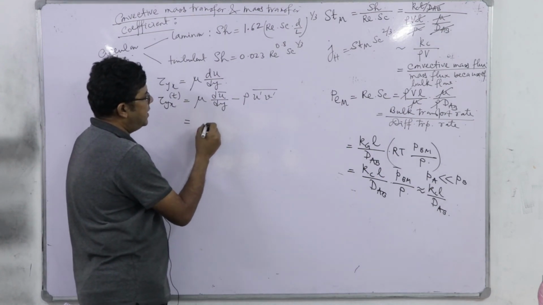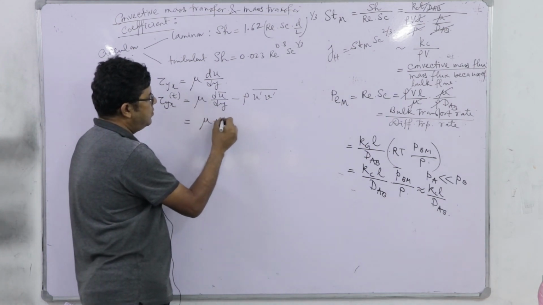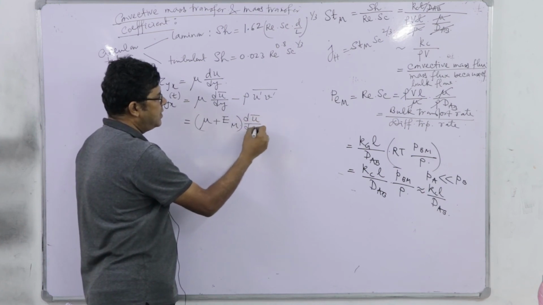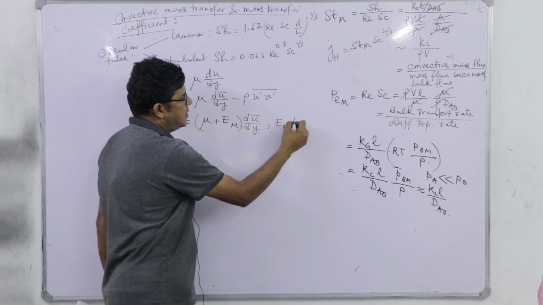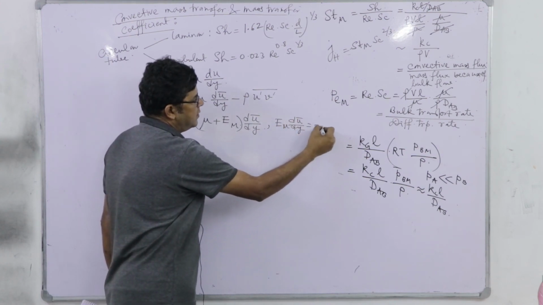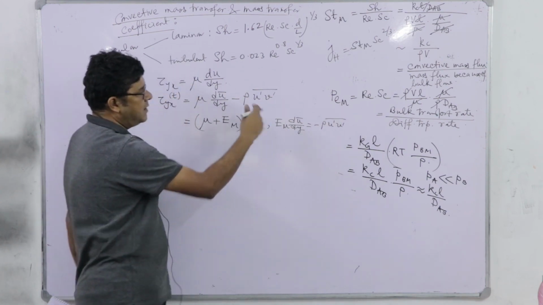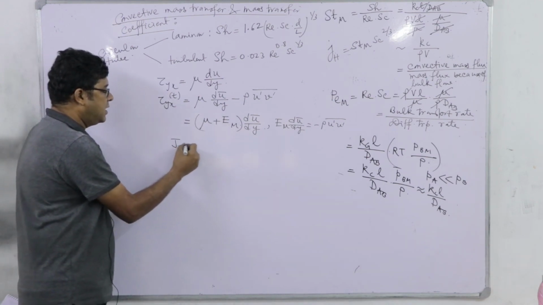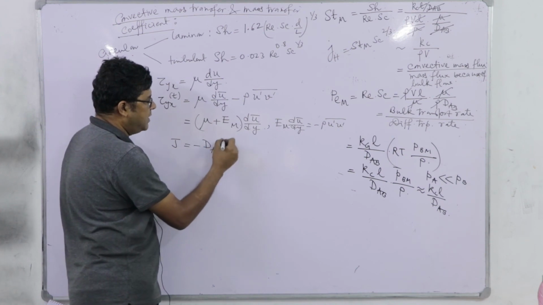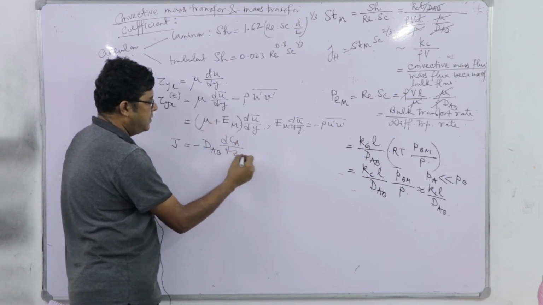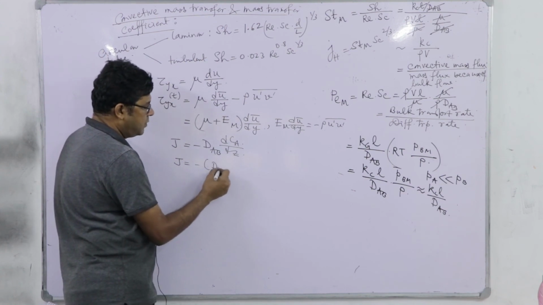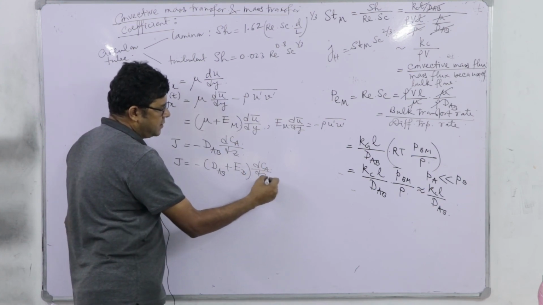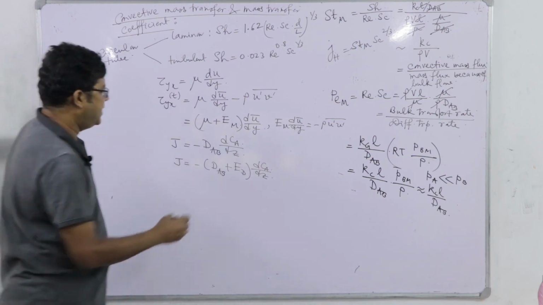This we can write as mu plus Em, the eddy viscosity, into du bar dy, where Em into du bar dy is equal to minus rho u prime v prime average, and that is the analysis we have shown in fluid mechanics. Now, in molecular diffusion we write that J is equal to minus DAB into dCA dZ. So, for turbulent motion we can write this with Ed, which is the eddy diffusivity.